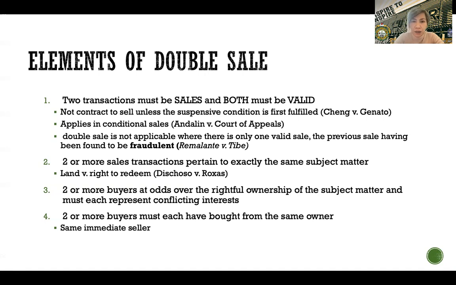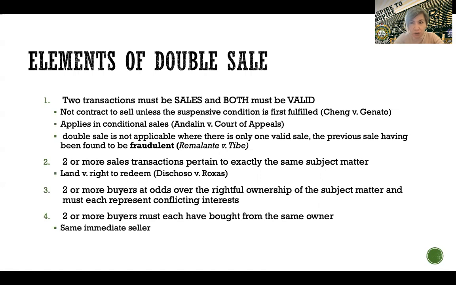Okay, and as to the second requisite, there must be identity of subject matter. So if what was sold in one contract was a piece of land, while in the other contract, what was sold was the right to redeem, then there is no application of the rule on double sales. Okay, lahi man ang subject matter. So you read that in the case of this Choso versus Rojas.